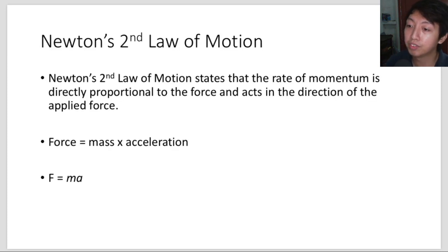Now in Form 4, this is when we study what force actually is a little bit more in depth. So let's look at Newton's second law of motion. Newton's second law of motion states that the rate of change of momentum is directly proportional to the force and acts in the direction of the applied force. We learned what momentum is last week. Momentum is mass times velocity. Now force: if momentum is mass and velocity, force is mass and acceleration. So for there to be force, there has to be some sort of acceleration, some sort of change in speed.